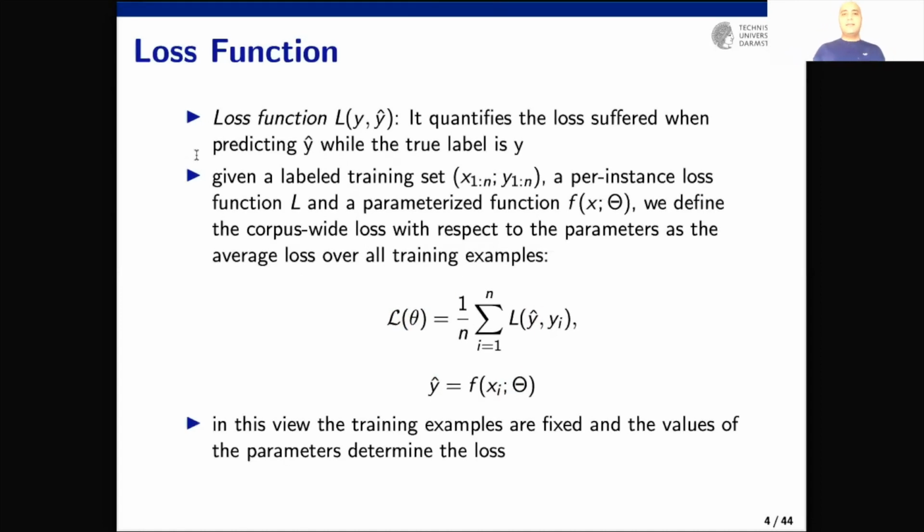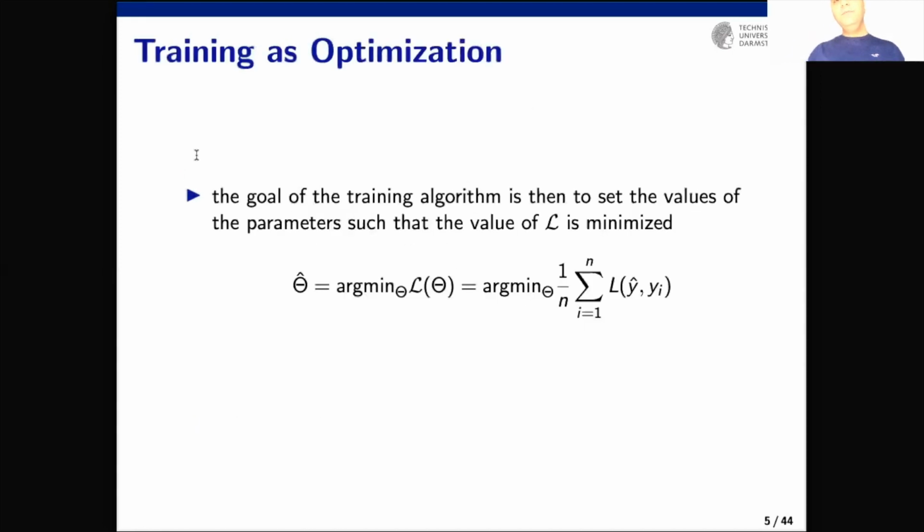Okay, so as I said, in this view, the training examples are fixed and the values of the parameters determine the loss. Now that we observe that, our goal is to minimize or optimize the difference between the predicted output and the true labels given in the data set.